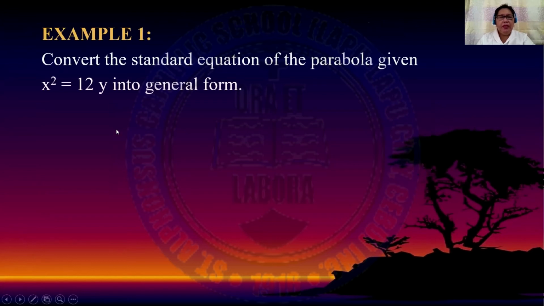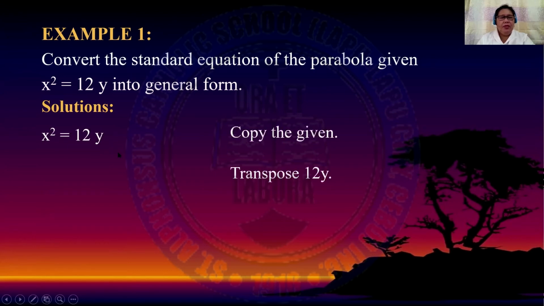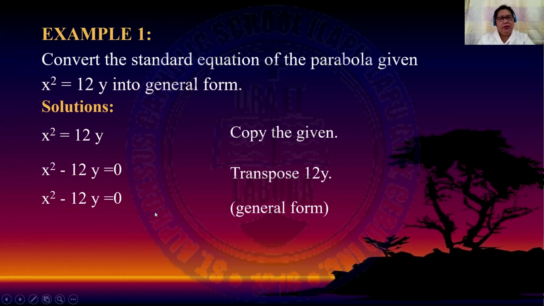For example, convert the standard equation of the parabola given x squared equals 12y into general form. So for the solutions, you copy the given and transpose 12y to the other side. So what we have is x squared minus 12y equals 0. So this is now the general form.